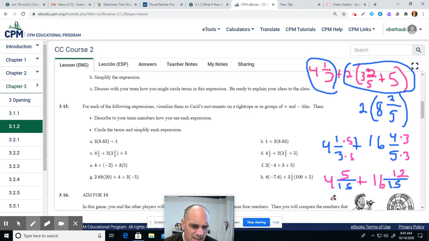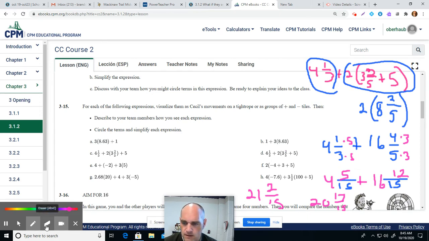4 plus 16 gives me 20 when I add up my whole numbers. 5/15 plus 12/15 gives me 17/15. This is top heavy. 15 goes in there once, so I'm going to add that to my whole number. So this becomes 21 2/15. So this became 21 2/15. All right.